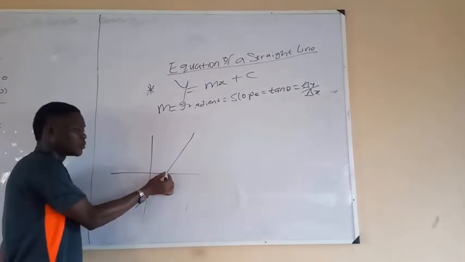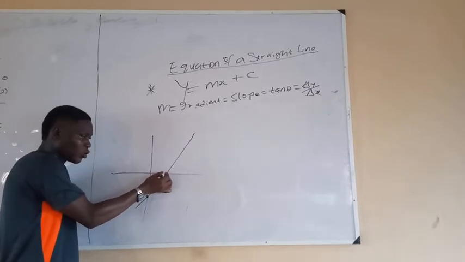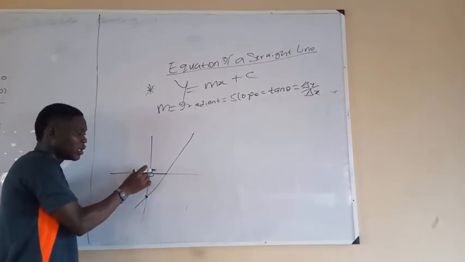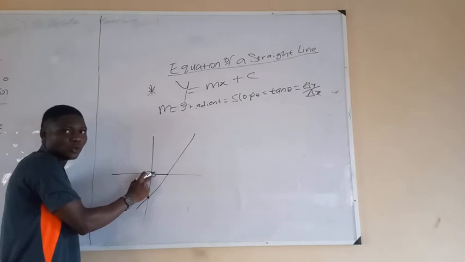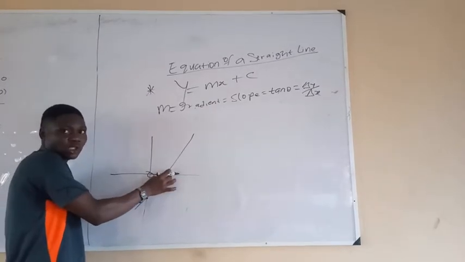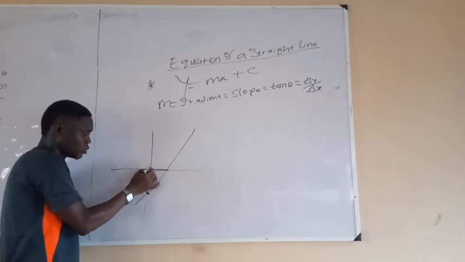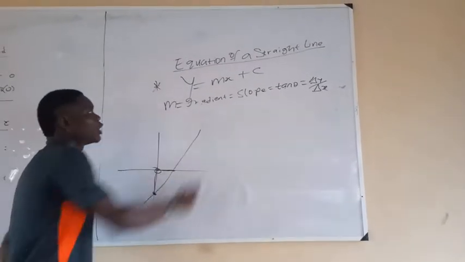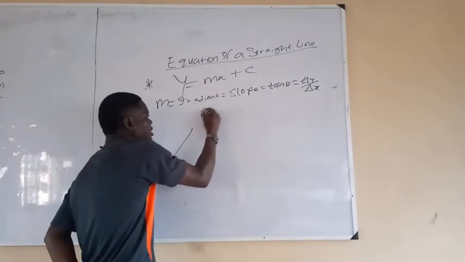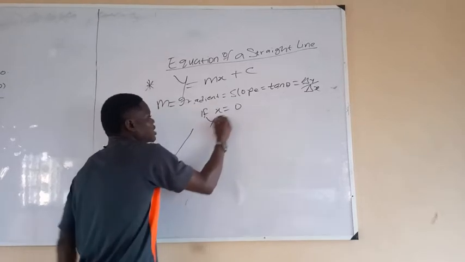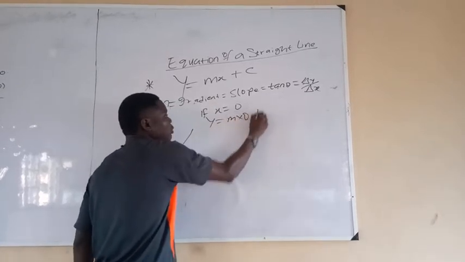To get the intercept on the x-axis, if you observe, take it back to the origin, y becomes 0. Then to get the intercept on the y-axis, x has to be 0. Now, if x is 0, we'll have y is equal to m times 0 plus c.